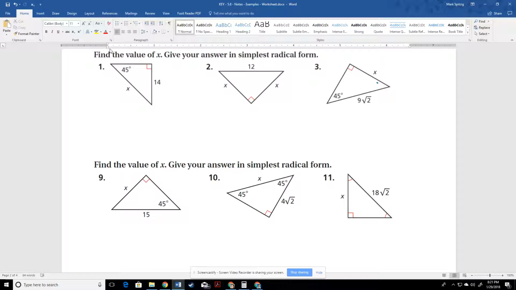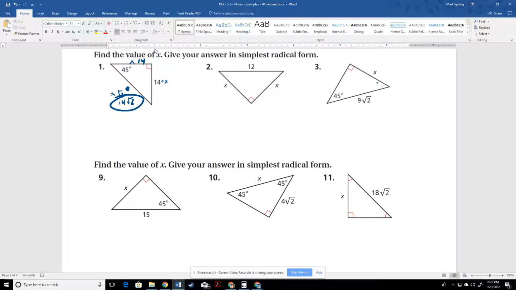So in this case, our legs are always x, so I'm not really worried that this is called x. So x, x, root 2. I'm just going to get all the sides anyway. This is 14. This is 14. This is 14 root 2. And I'll just circle the one that we're looking for.